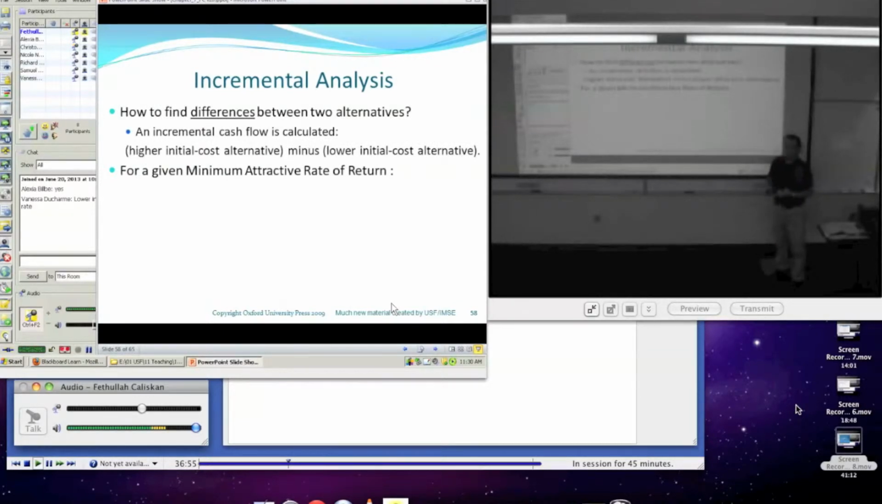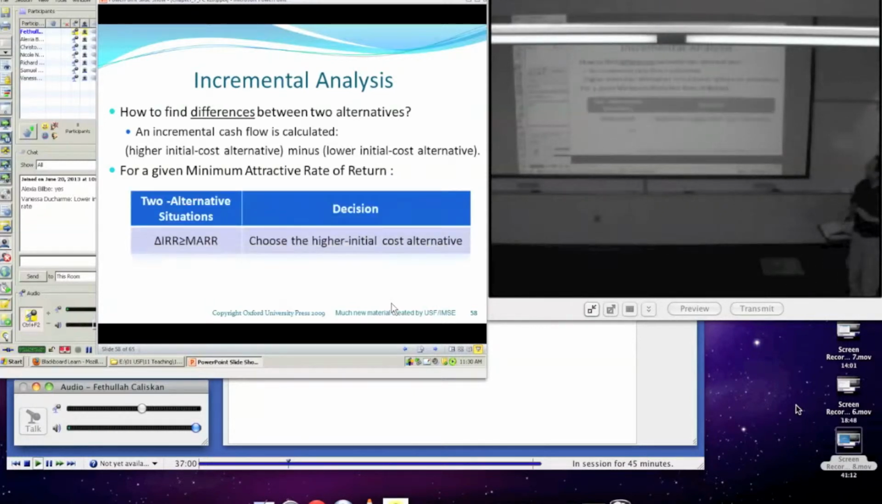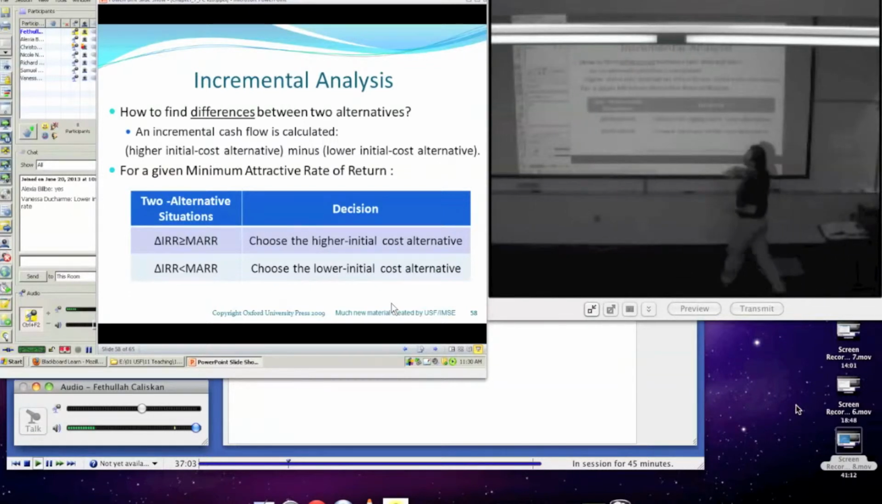Now continue the definition. For a given minimum attractive rate of return, for a given available interest rate in the market, I find the delta IRR, incremental rate of return on the differences, and compare it with the minimum attractive rate of return. If the incremental rate of return is greater than or equal to the minimum attractive rate of return, then the higher initial cost is the option to select. If it is less than the minimum attractive rate of return, then the lower initial cost is the option. Well, this is a kind of convention.